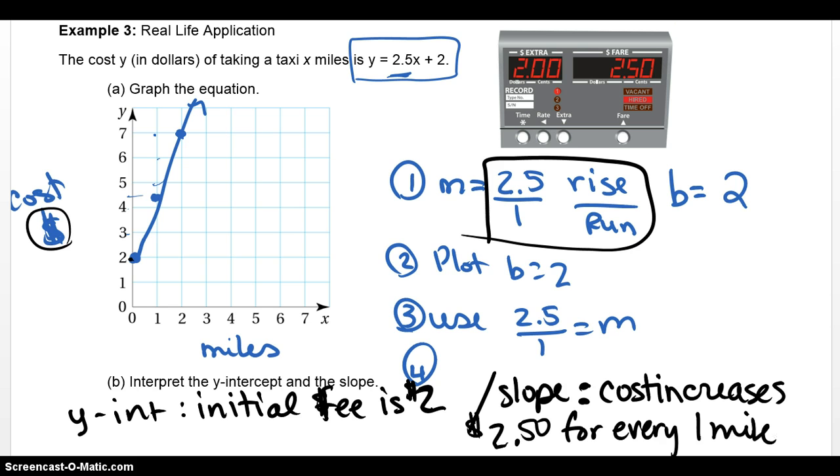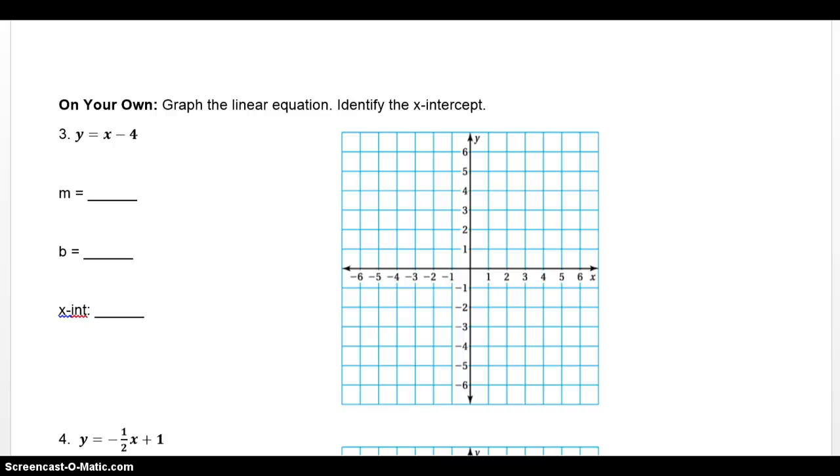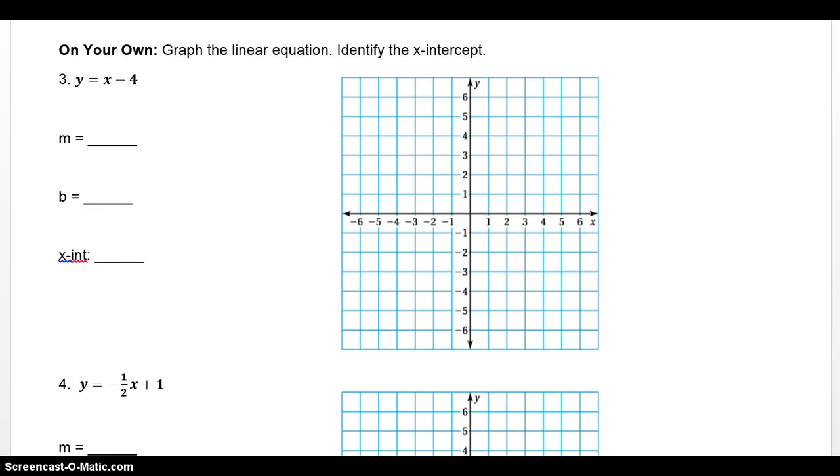Okay, if you have any questions, ask them tomorrow. Okay, let's go to the on your own problems, graphing linear equations right here. Graph the linear equation and identify the x-intercept. So you need to start just like we did before, look at your y equals mx plus b, write that down. Identify the m, so the coefficient in front of the x is 1. What's the b? The b is -4.